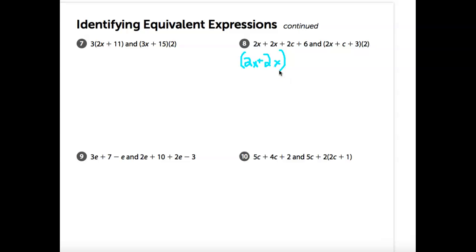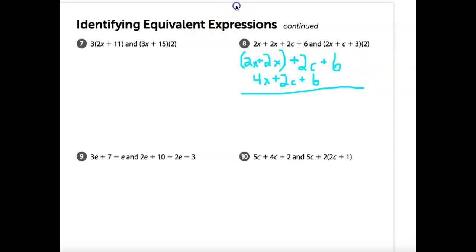Okay, 2c is different, so we can't include 2c in the parentheses. Plus 2c, and then 6 is a different kind of term, so we're going to put that here. Okay, now we can solve that, and we do 2x plus 2x, that equals 4x, plus 2c plus 6. Okay? All right. Now let's check and see if it's the same as this one.